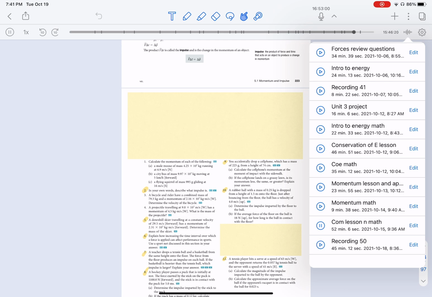Your diagram has to have some components. It does not have to look like mine. I'm sure there's better ways to draw this. You need to have 3 things. You need to have a before picture and an after picture. So you need 2 separate pictures.